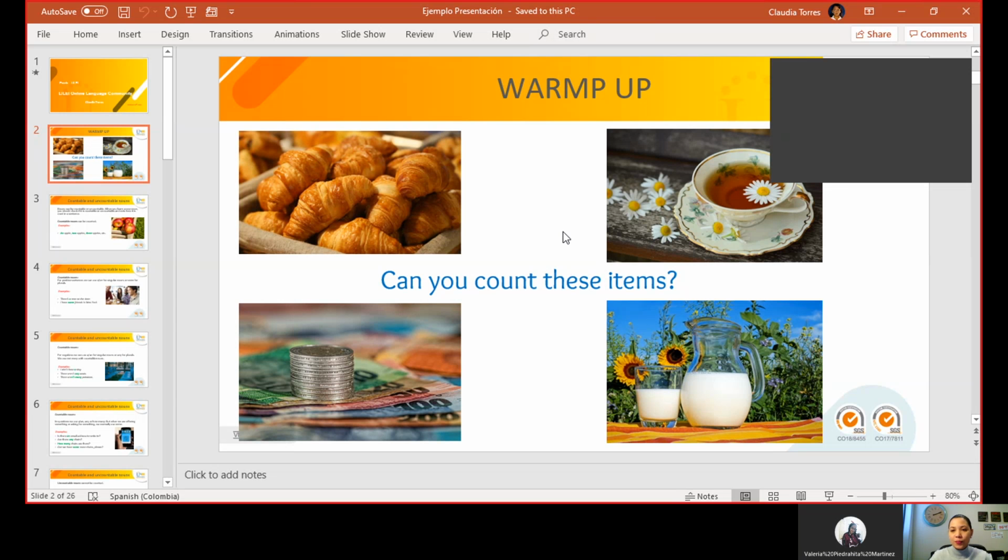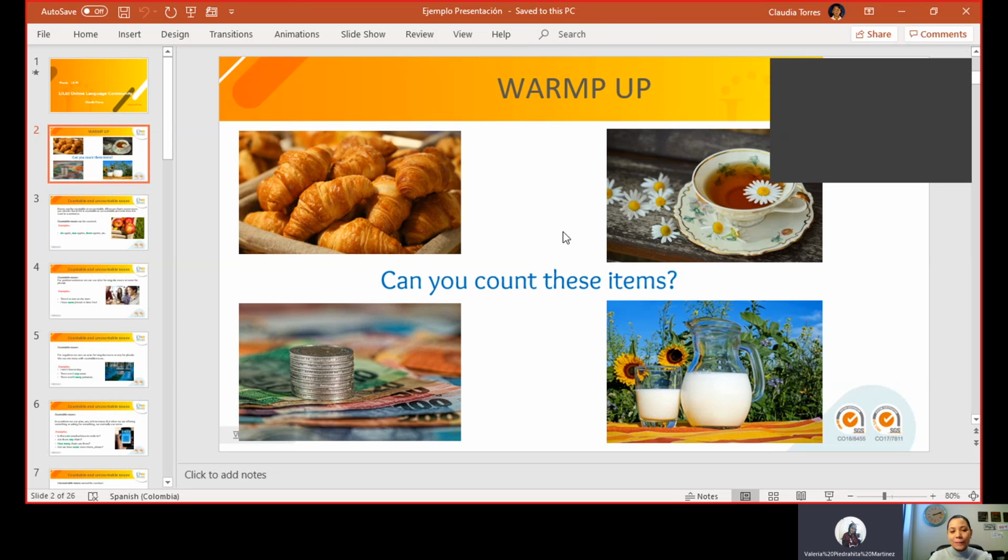What can you see? Tea. You can see tea, right? Can you count tea? It's an uncountable noun too. That's right. Yes, it's uncountable. How can you make it countable? A cup of tea. Yes, a cup of tea. Great. Okay, let's look at the money.